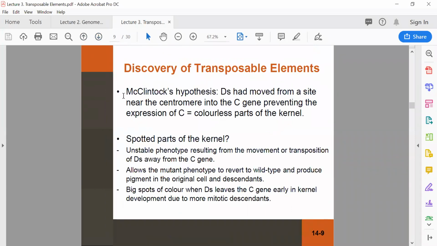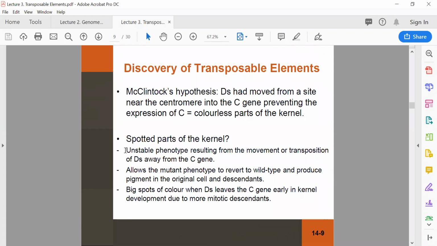All right, so Barbara McClintock hypothesised that DS had moved from a site into the C gene, and that prevented the expression of C, and that caused that colourless background of the kernel. And what caused the spotted parts of the kernel? Let's go over that again.